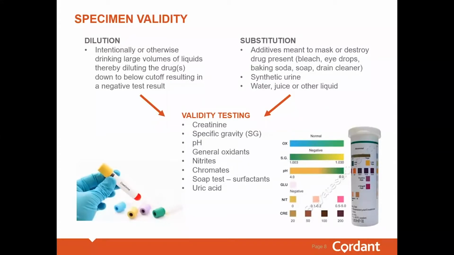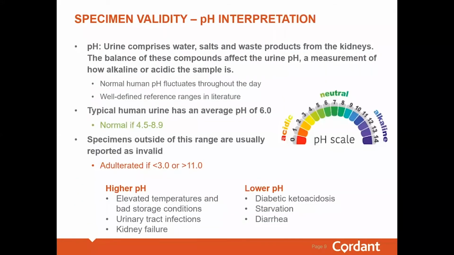All of these examples can be combated with the same testing: creatinine, specific gravity, pH, oxidants, nitrites, chromates, soap tests, and the uric acid test, to name a few we will talk about today. Let's take each of the common validity tests one by one. It is important to note as we go through these that every lab and/or testing agency may have slightly different requirements on the extreme ends of acceptable ranges, but they are all based on the same expectations and sciences.